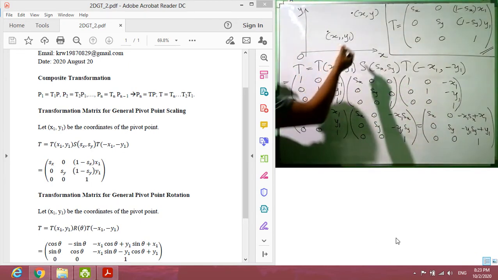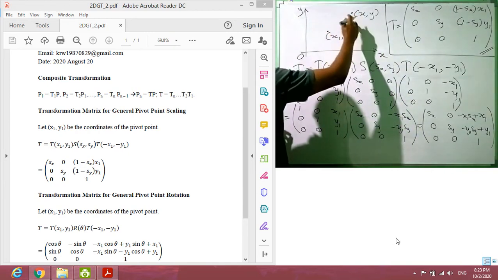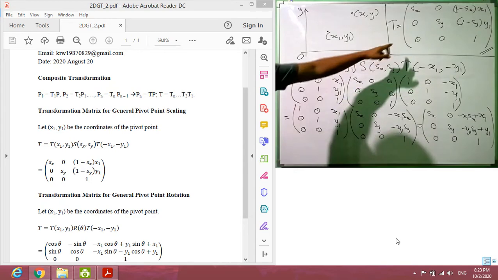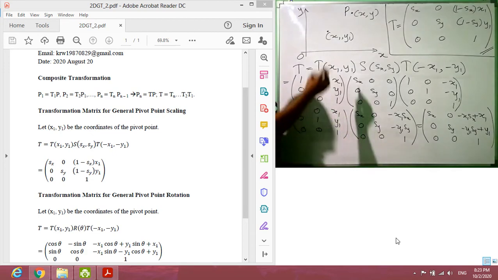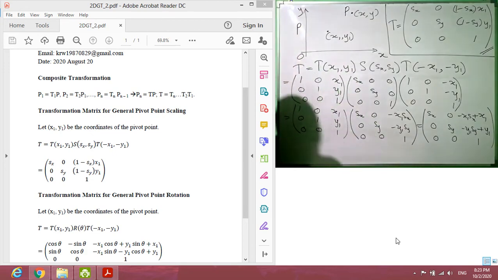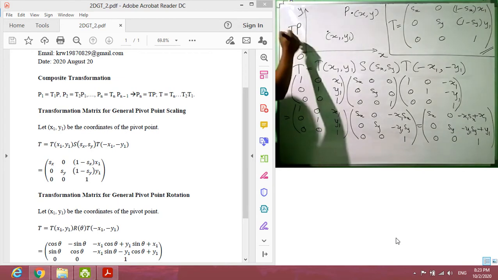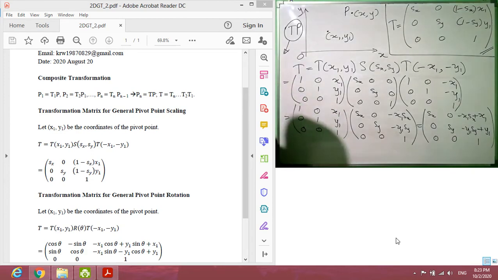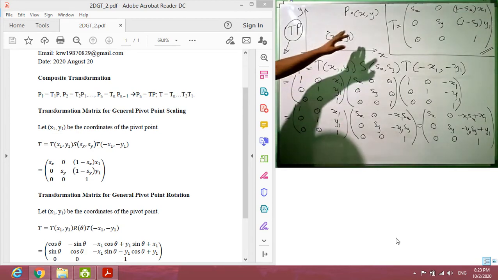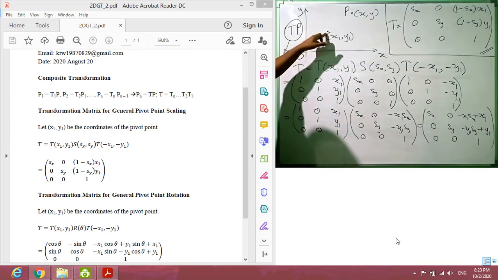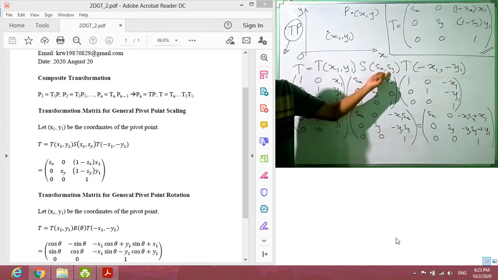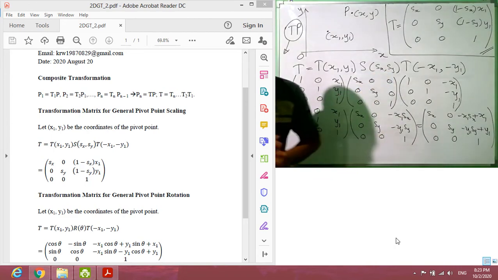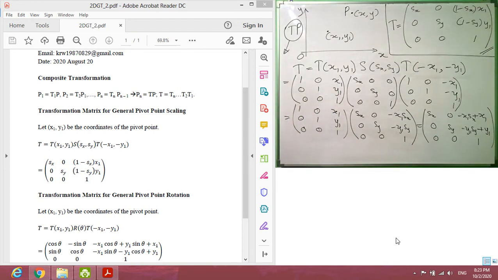That means if our point is P, we apply T to P, then we will get the coordinates of the point when we scale this point with respect to the pivot point using these two scaling factors. Okay, that is the meaning of pivot point scaling.